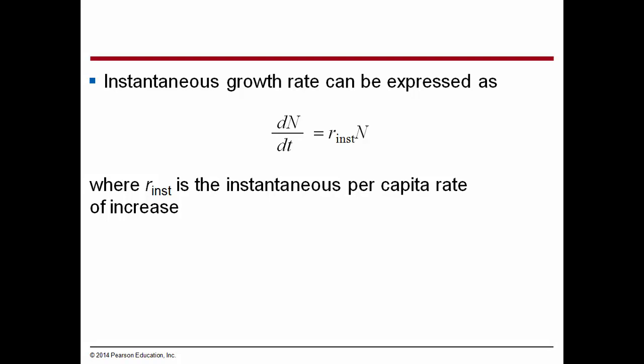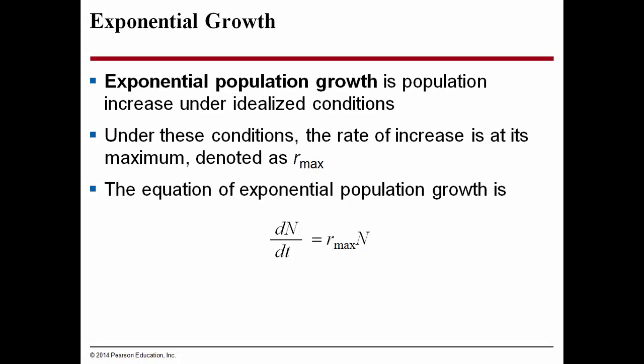The instantaneous growth rate can be expressed as dN over dt equals r instantaneous N, where r instantaneous is the instantaneous per capita rate of increase. I don't think we're going to get into that too deeply. Now we're going to look at exponential growth. Exponential growth is population increase under idealized conditions. In these conditions the rate of increase is at its maximum, known as r max. The equation of exponential growth is dN over dt equals r max N.